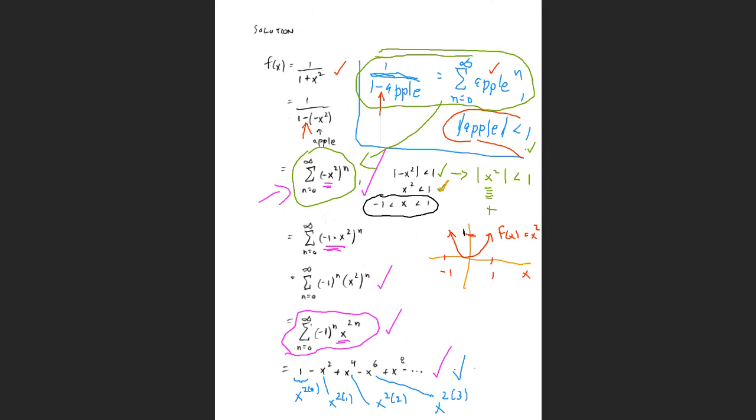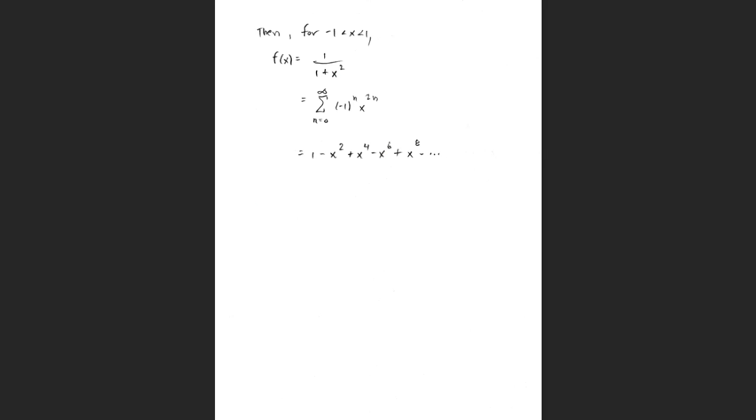Okay, so in summary then, we can say that this function 1 divided by 1 plus x squared will equal this power series so long as x is between -1 and 1.